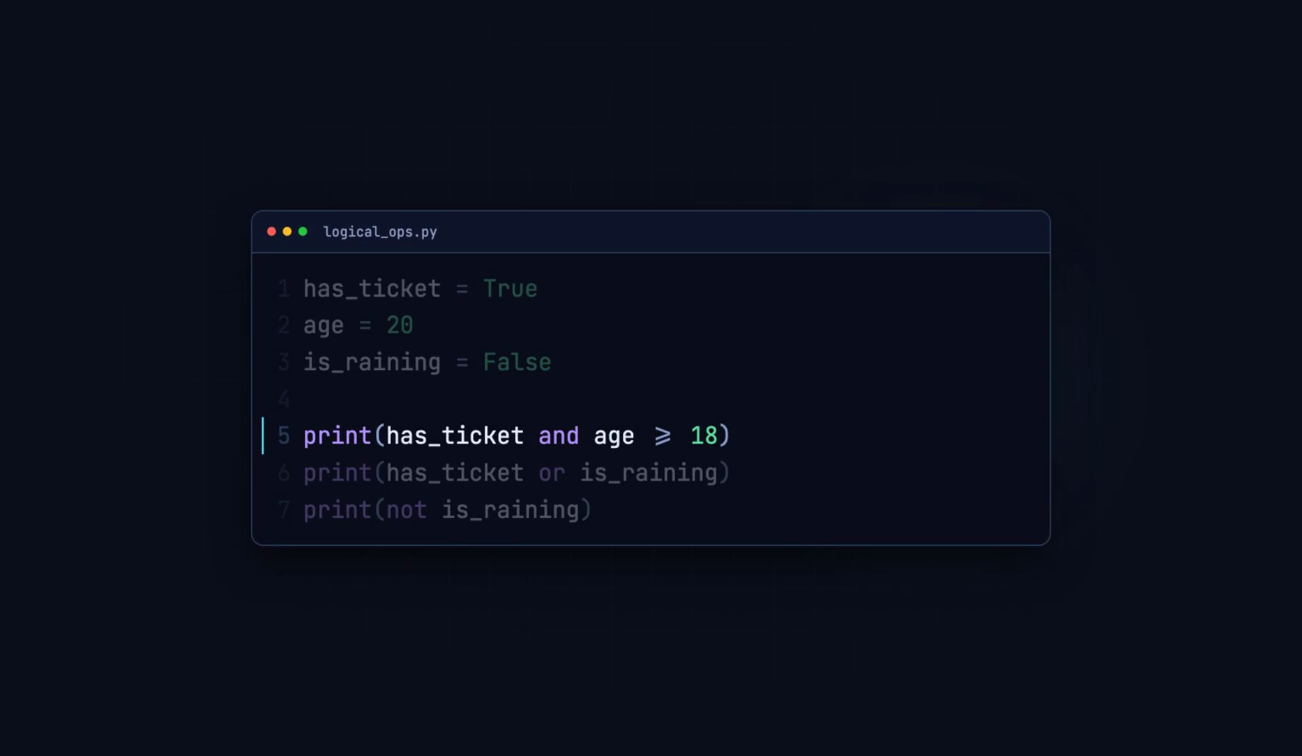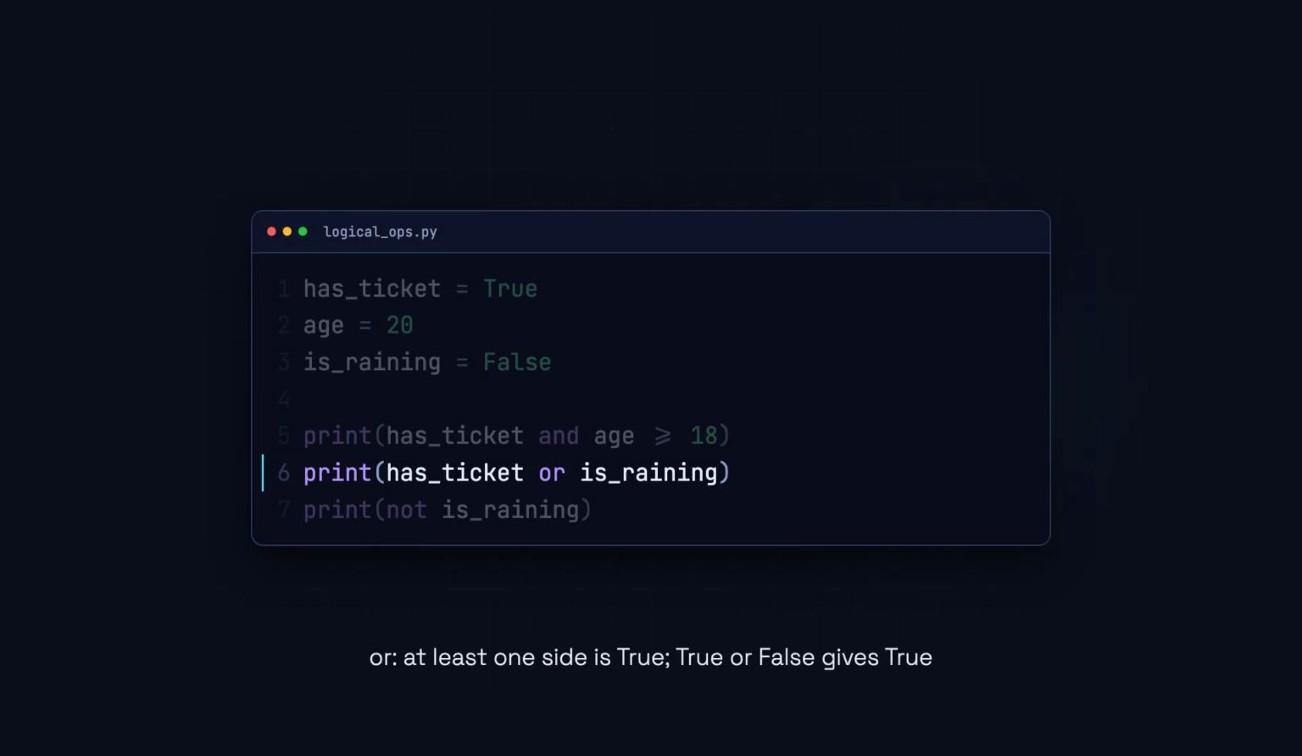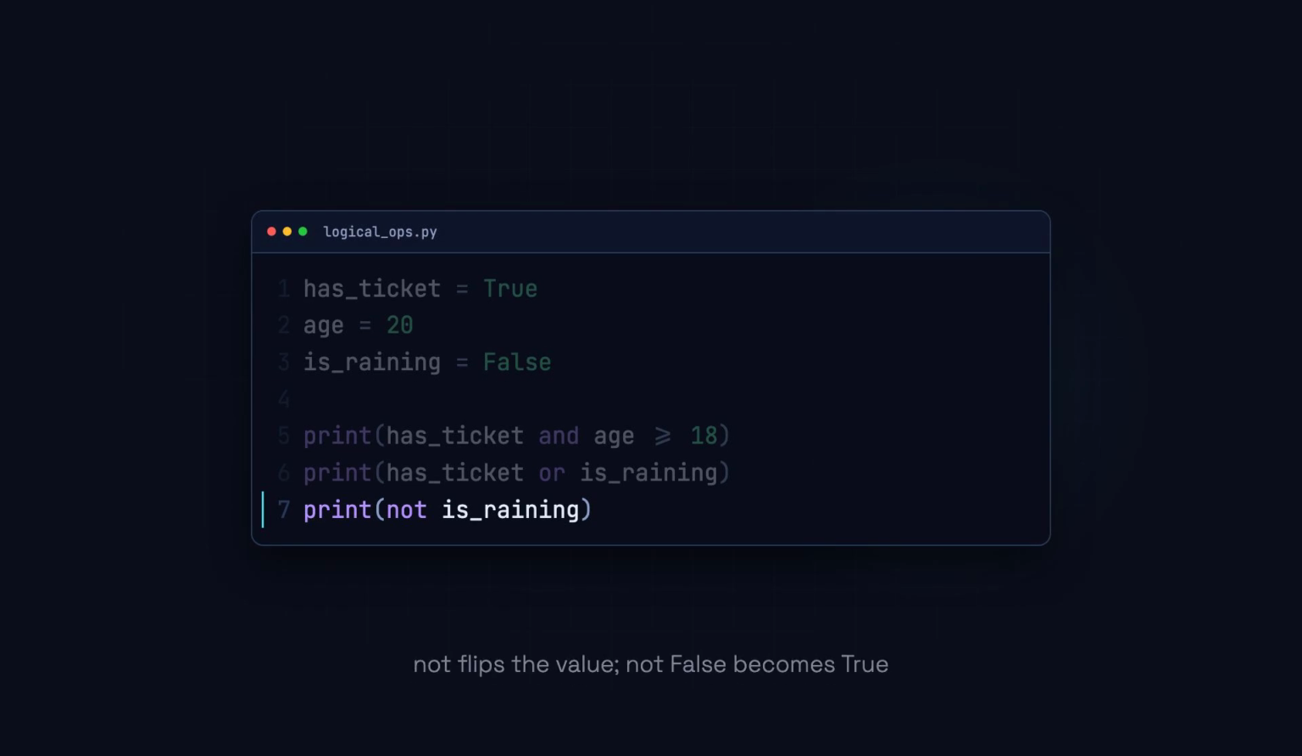Line 5 uses AND, has_ticket is true, and age is greater than or equal to 18 is also true, so the whole expression is true. Line 6 uses OR, has_ticket is true, so the whole expression is true, even though is_raining is false. Only one side needs to be true. Line 7 uses NOT. Is_raining is false, and NOT simply flips it, giving us true. It is the simplest of the 3 operators.